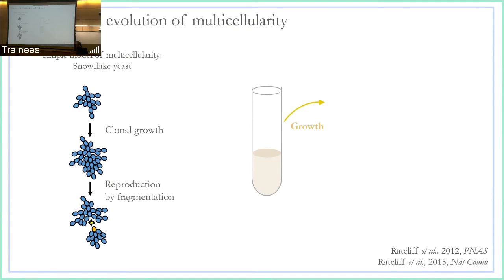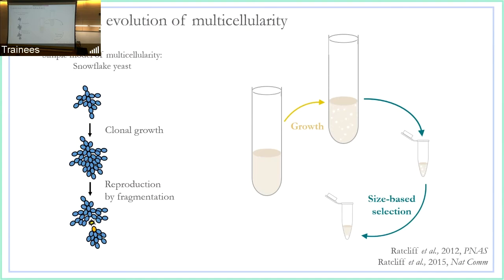And so in the lab, we make them go through a phase of growth, and then we transfer them to a new tube, and then we do what we call a size-based selection, where we let the clusters settle to the bottom and only transfer the clusters that made it to the pellet for the new round of growth. So that's the way that we grow them, and so we select for a large size.